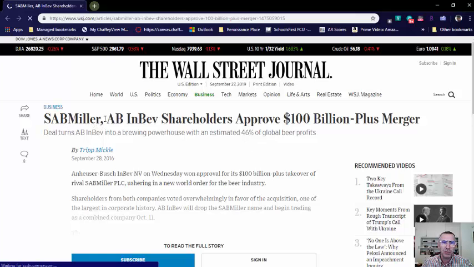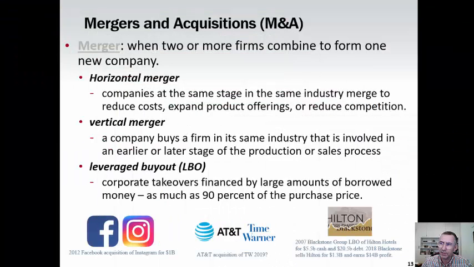And so SAB Miller and AB InBev shareholders approved a $100 billion plus merger. So this was a merger, not an acquisition, right? And so AB InBev is now almost half of global beer profit, right? Which, by the way, you might want to start thinking about antitrust, right? Well, is this when the company has just too much power and maybe competition is harder to come across, and when things become anti-competitive, that's when the Department of Justice steps in. However, this was approved. So that's an example of, in this case, a merger, not an acquisition.